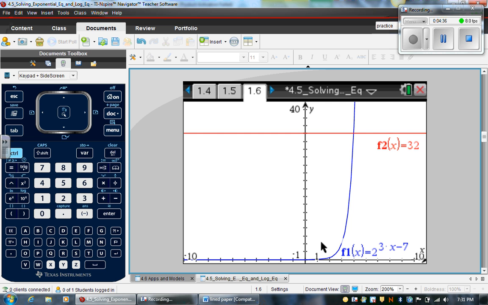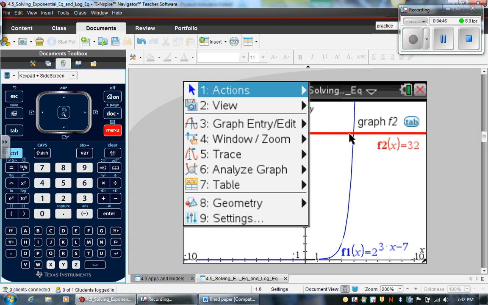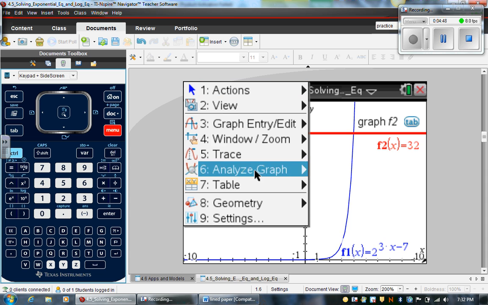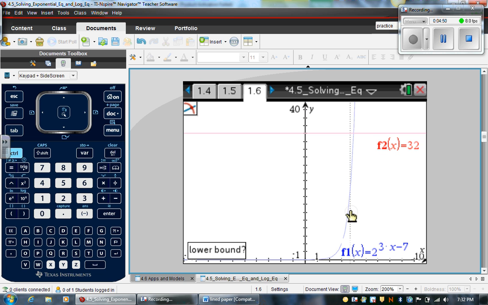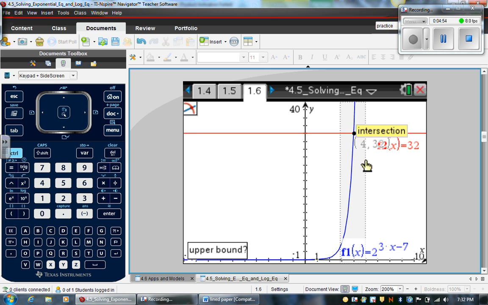So this intersection right here is the solution to my equation. So how do I get that intersection? We're going to use our intersection tool. Menu, Analyze, Intersection. Lower bound would be on the left-hand side of the intersection. Upper bound would be on the right. And it automatically gives us this point of 4, 32.